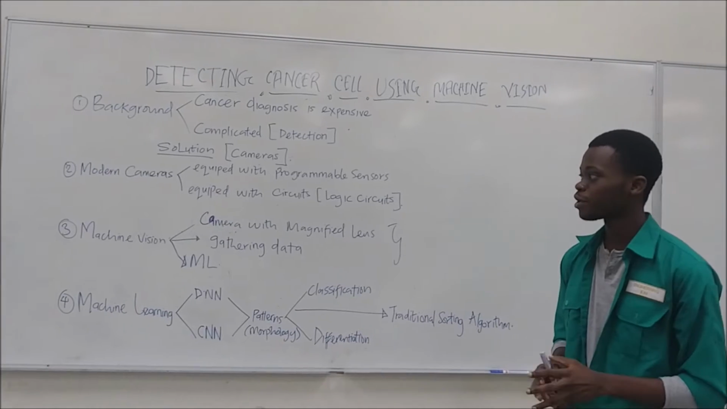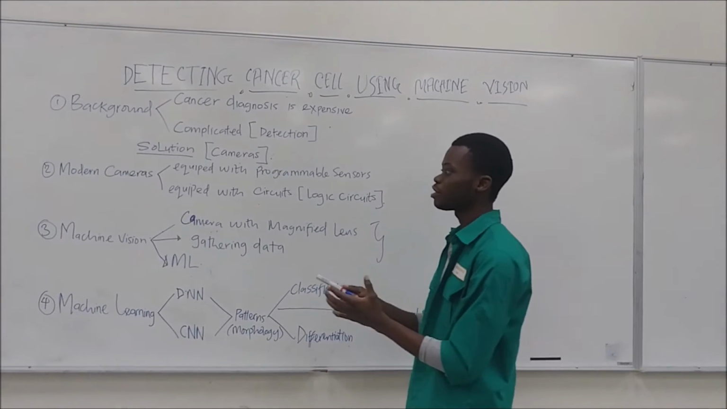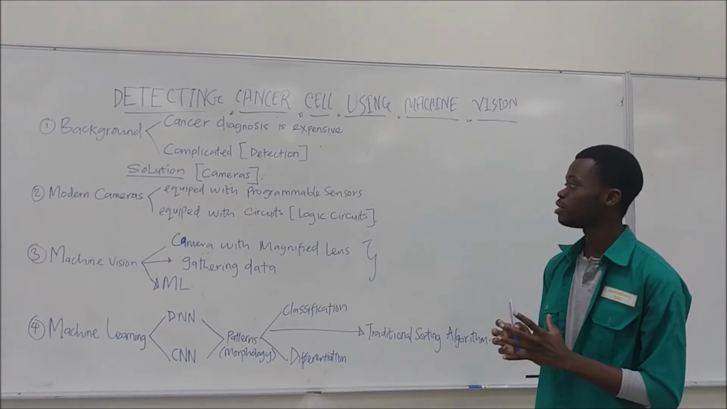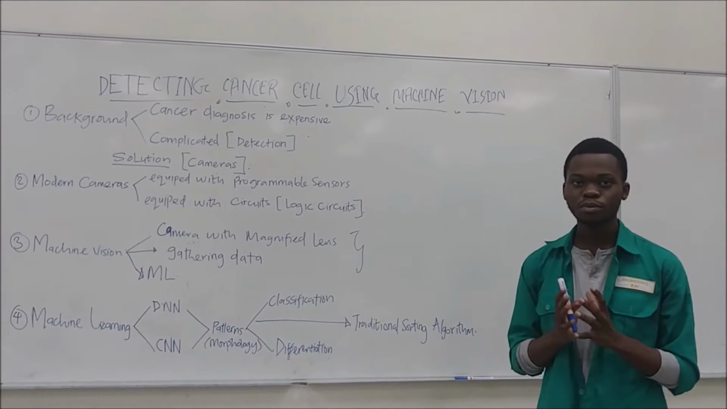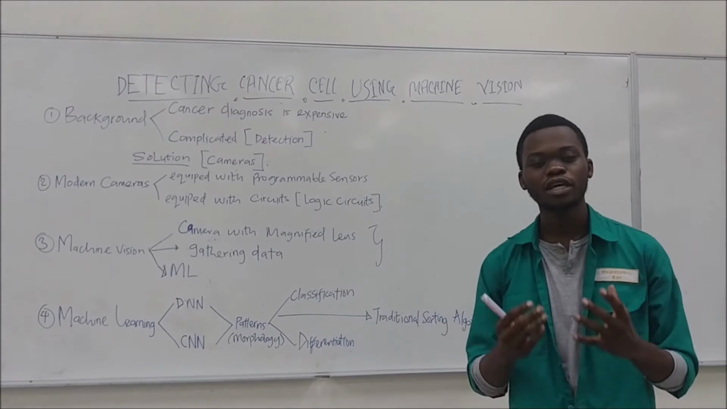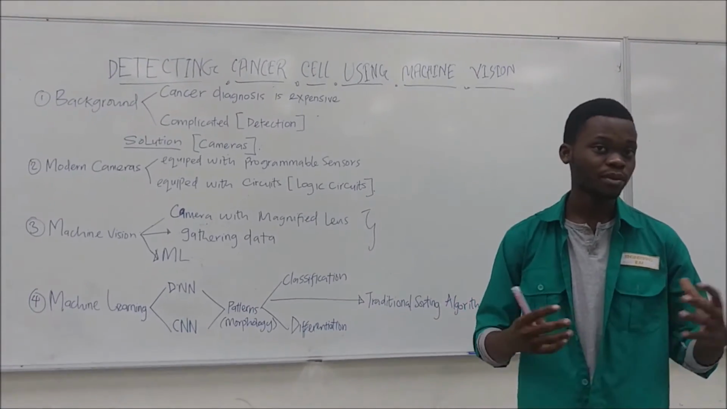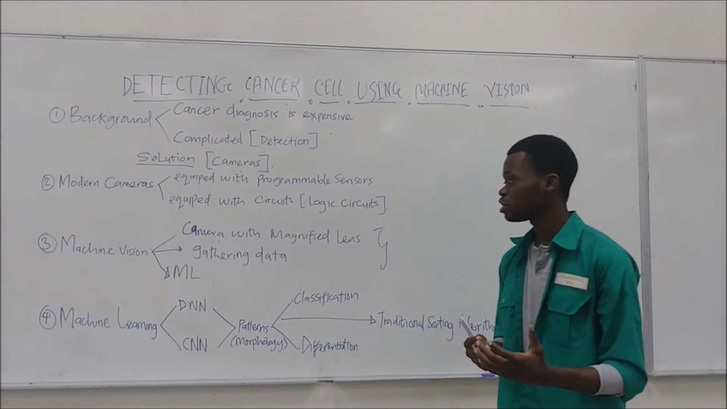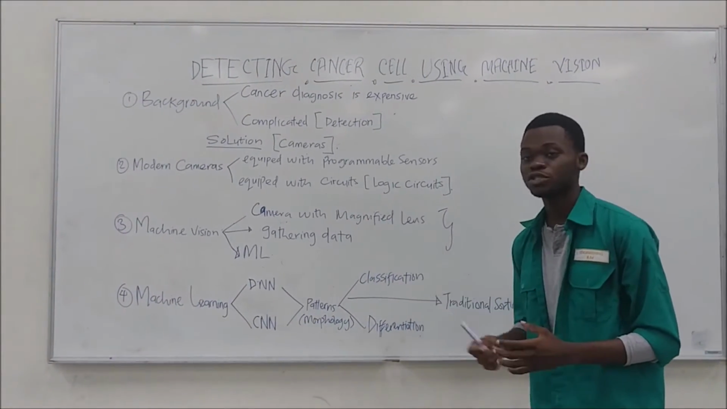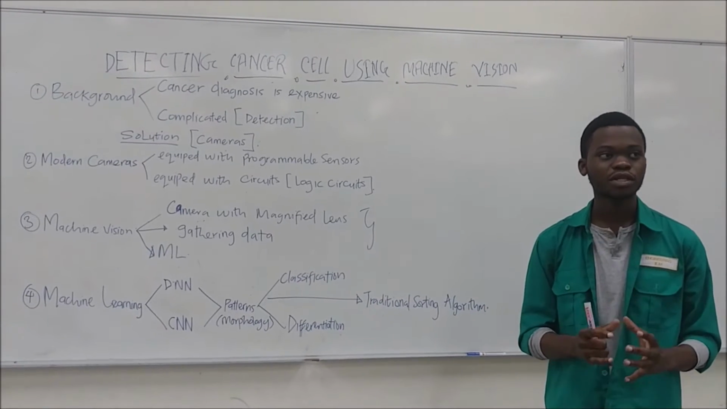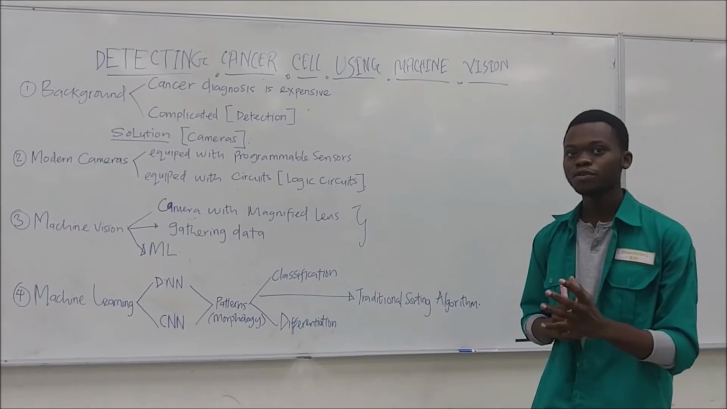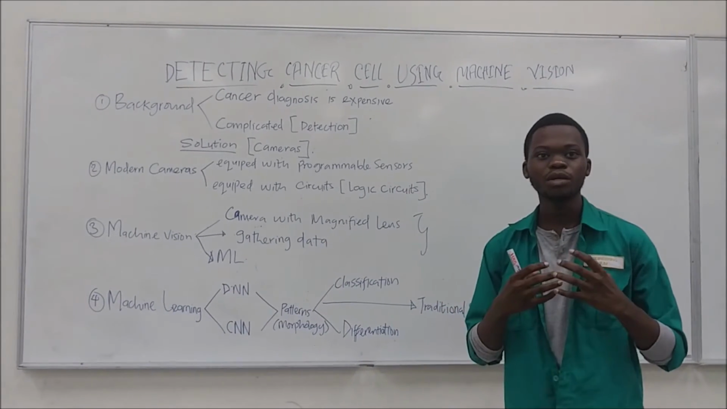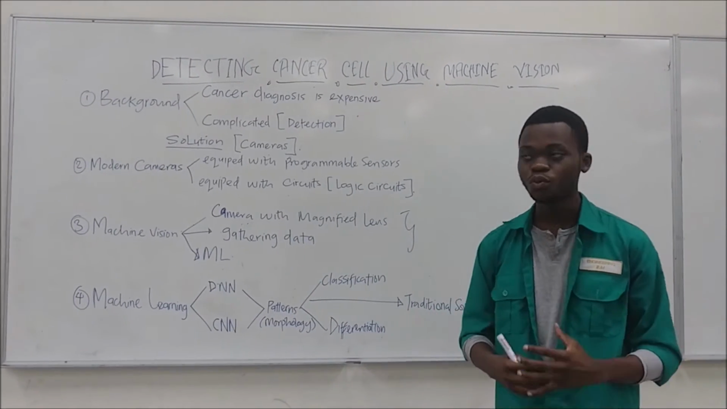So the solution we're providing today is using modern cameras. What do these cameras look like? These cameras are equipped with programmable sensors. These programmable sensors essentially allow the camera to take in instructions from a computer through programming software like MATLAB, or programming languages like Python or C++. Also, they are equipped with logic circuits that allow the computer to work. It means all of the circuits can be manipulated, and you can add instructions to them to enable these cameras to work in certain ways that we want.